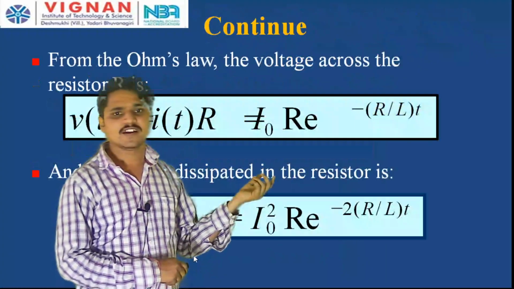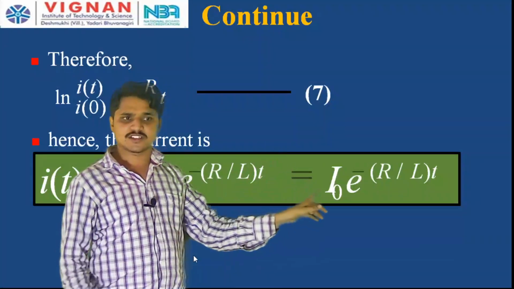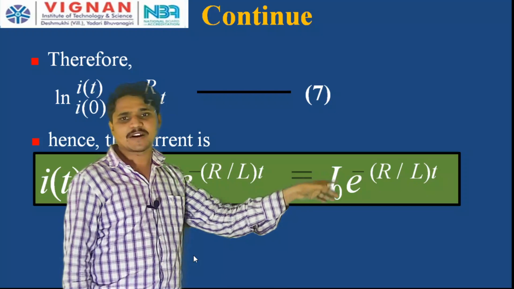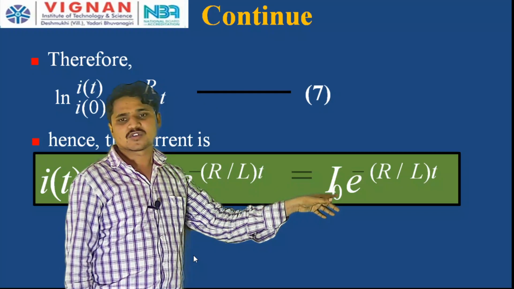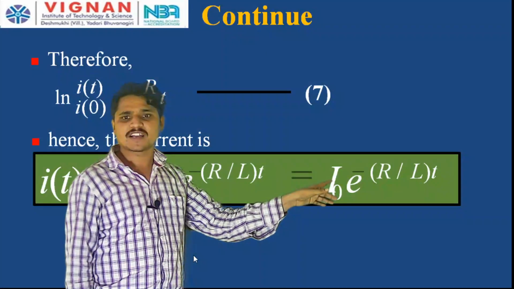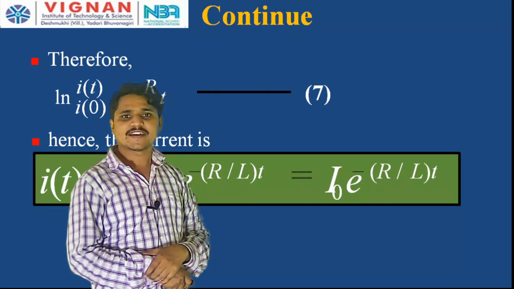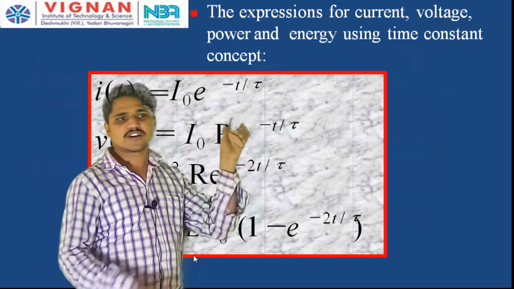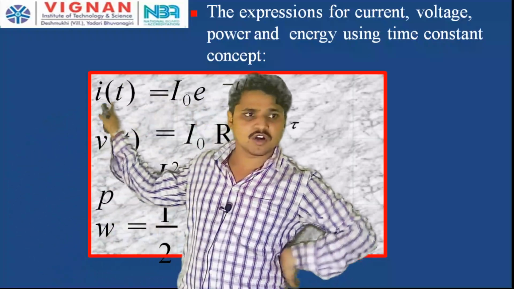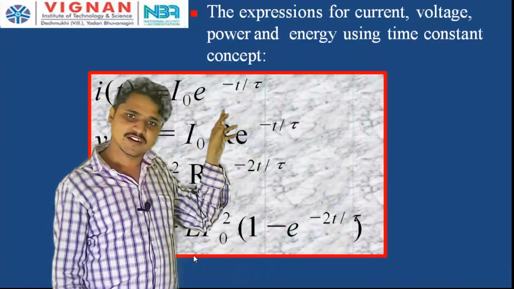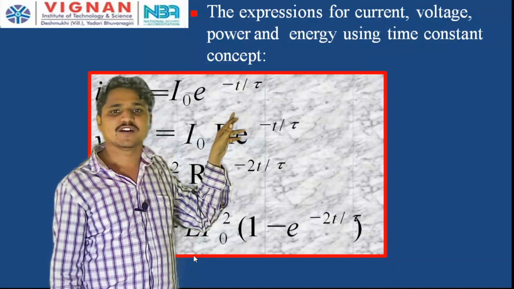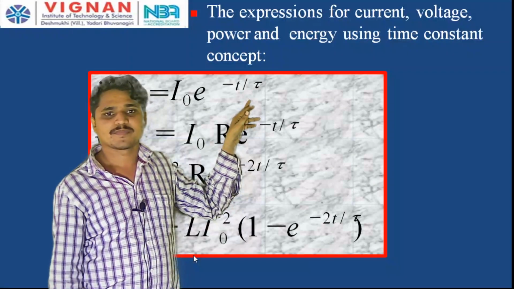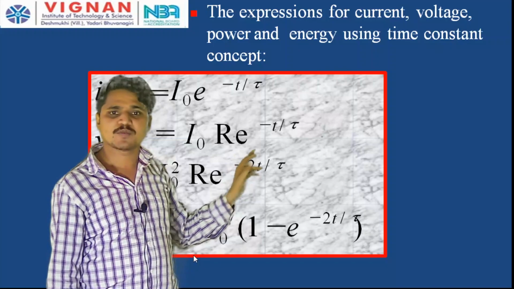Now see this current equation: I of t is equal to I naught into e to the power of minus R by L into t. Bring this R to the denominator, so 1 by R by L is L by R. Therefore, I of t is equal to I naught into e to the power of minus t by tau, where tau is equal to L by R. Substituting tau equal to L by R, R goes to the numerator, giving minus R by L into t, same as before. Now, V of t is equal to I naught into R into e to the power of minus t by tau.